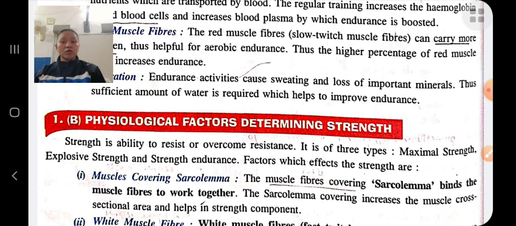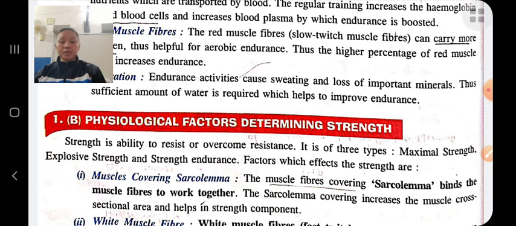Static means the ability to overcome the resistance from a fixed point, for example pushing a wall. And dynamic means the ability to overcome the resistance while in motion, for example in wrestling, running, jumping, etc. In dynamic strength, there are three types: maximum strength, explosive strength, and strength endurance.